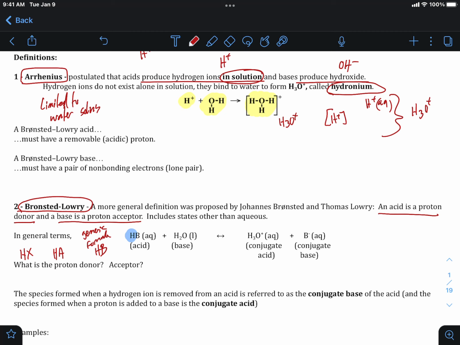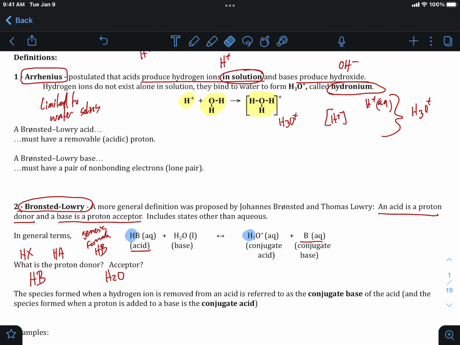Okay. So here we have HB, and it is in the context of water, and the H is transferred to water. And what happens is the HB is no longer HB. Now it's just B minus. Right? So there's terms for these. If you can identify which formula gave up the H plus, then you know that that is the acid. Right? So the proton donor was HB. The acceptor must have been water, because water gained an H plus in order to become hydronium.